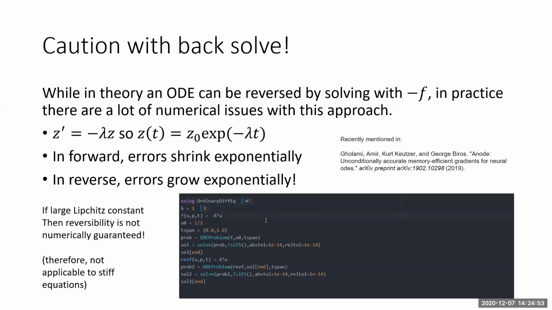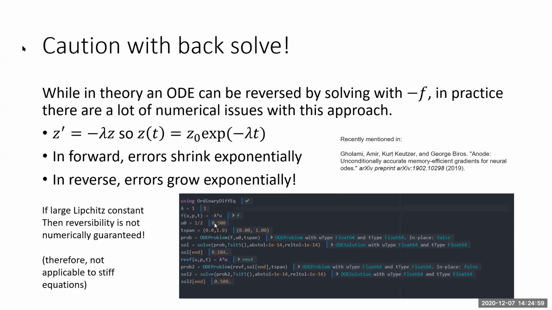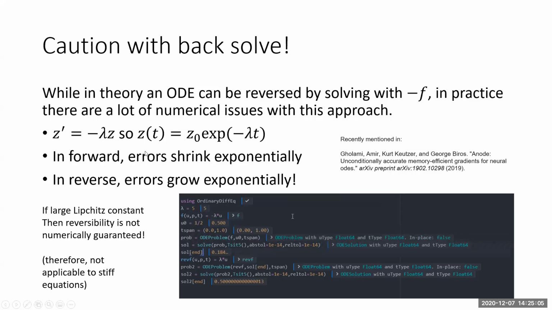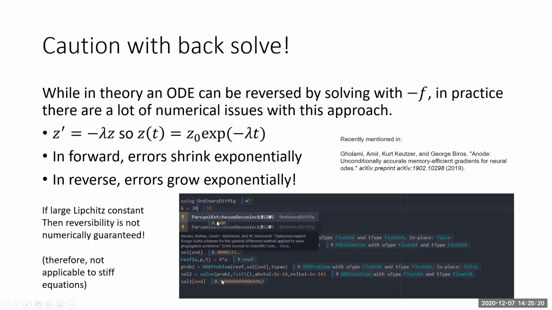Here's a nice equation that showcases that just using the reversibility approach doesn't always work. Here we have a linear ordinary differential equation, where we say z prime equals minus lambda z, and we use the differential equation solver to solve it forwards and then solve it in reverse. Let's make lambda equal 5. My initial condition is 1/2, and so after I solve it forwards and solve it in reverse, I'd better get 1/2 back out, right?